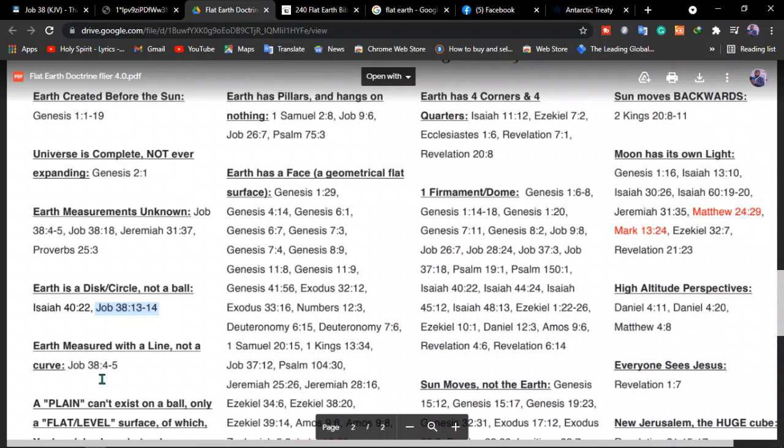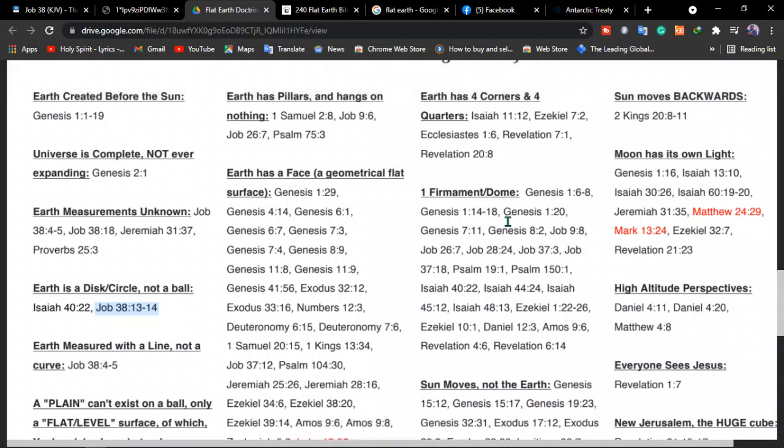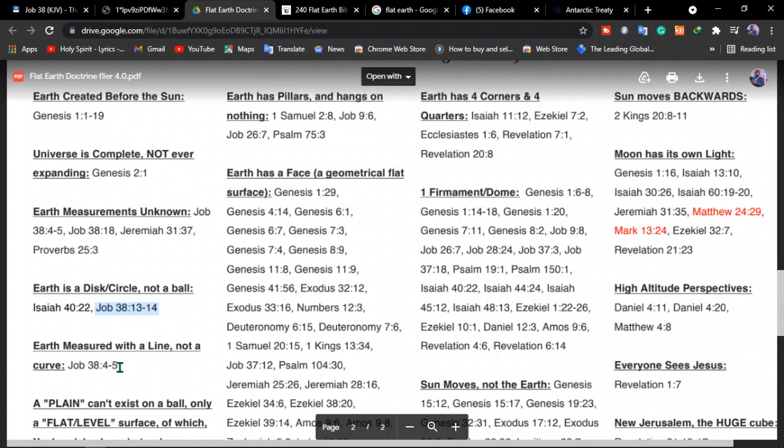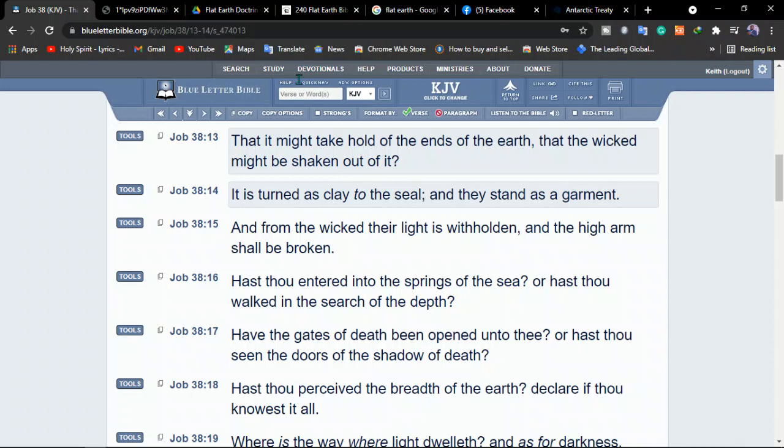Now, let's look at the earth measured with a line, not a curve. I'm not saying anyone can measure, but I'm saying if you need to measure something in the earth, you need to measure it with a line, not with a curve. Okay? You need to measure it with a line, not with a curve.